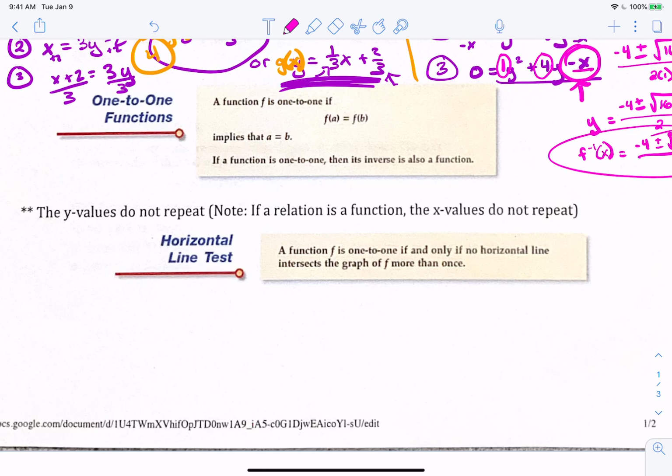The y values do not repeat. Note if a relation is a function, the x values do not repeat. Okay. So we talked about this before. It is a function if x's do not repeat, yeah? Okay, if x's do not repeat.